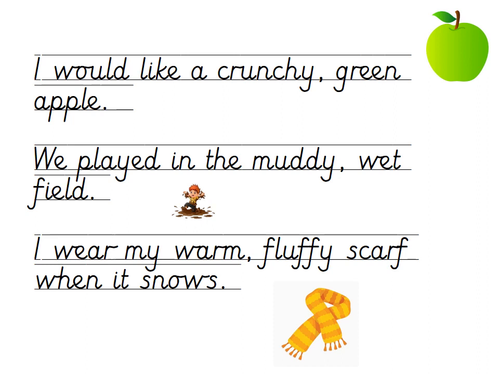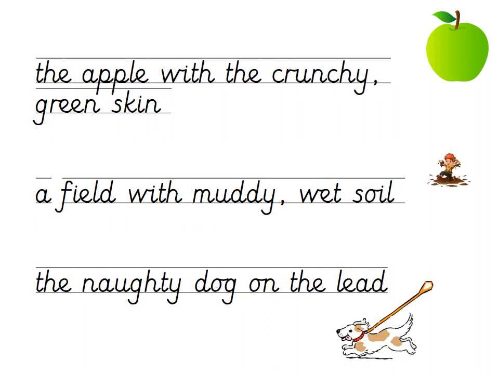I wear my warm fluffy scarf when it snows. In this sentence, the writer has chosen the adjectives warm and fluffy to describe the noun scarf. The expanded noun phrase within this sentence is warm fluffy scarf. Did you notice that in the expanded noun phrases that you have been spotting, the description came before the noun every time? Writers don't always do this, and often the description can come after the noun. This is still an expanded noun phrase. It still gives us extra detail and description about the noun.